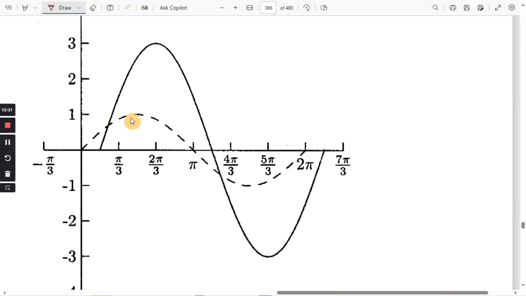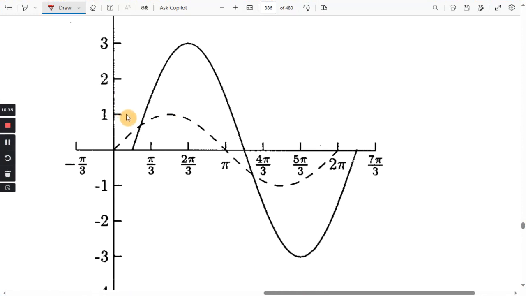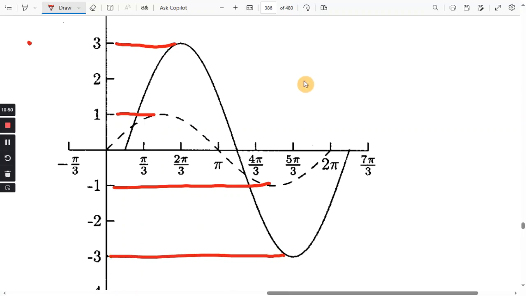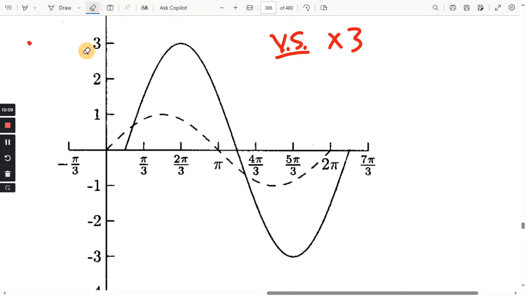All right, as always, the original sine function runs from a maximum of 1 to a minimum of -1. This new function in the solid line runs from a max of 3 to a minimum of -3. All right, so the vertical stretch is going to be times 3.